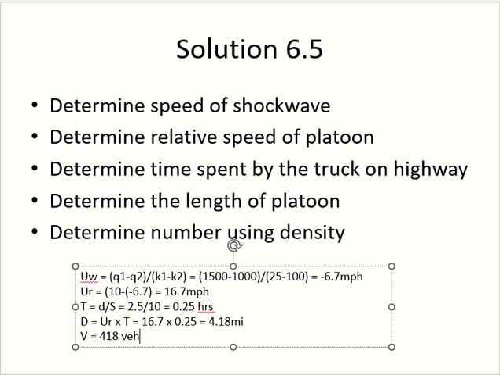The main point here was to find out the total effect of the shock wave. Total effect is what? The relative speed. Got it? Any questions? Any questions? Clear?